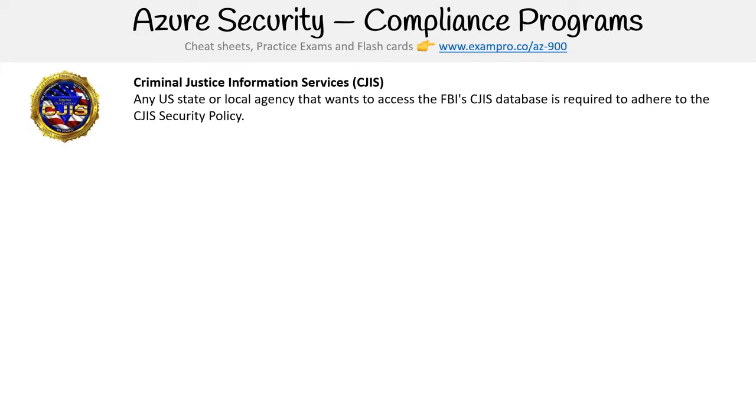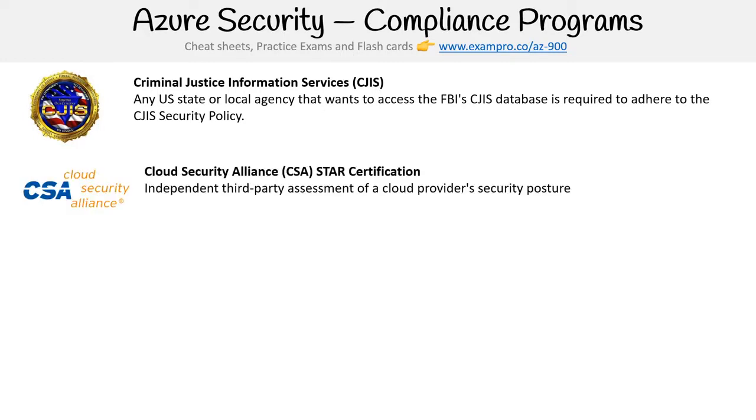The first one here is the Criminal Justice Information Services, the CJIS. This is any U.S. state or local agency that wants to access the FBI's CJIS database is required to adhere to this security policy. So that's their compliance program. Then you have the Cloud Security Alliance STAR certification. This is an independent third-party assessment of a cloud provider's security posture.